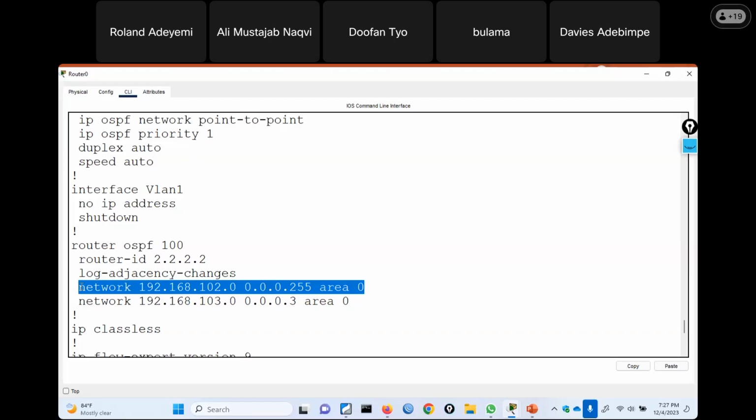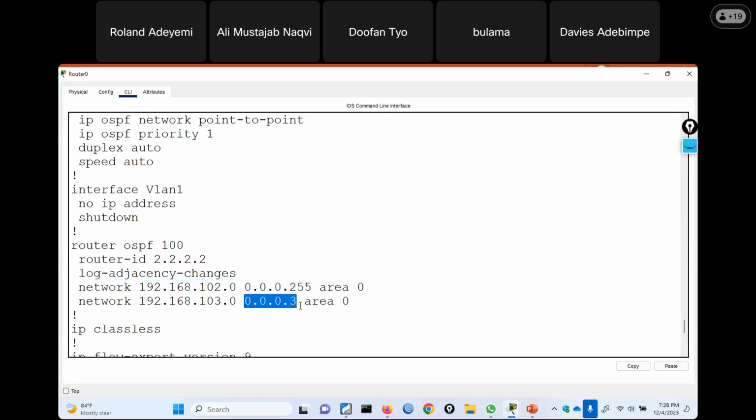When you are configuring OSPF, OSPF does not use subnet mask. It uses wildcard mask. Wildcard mask is the inverse of subnet mask. But if you don't want to stress yourself, just put the subnet mask. Your router will do the conversion for you. But you also need to know how the router did the conversion. So wildcard mask is the inverse of subnet mask.